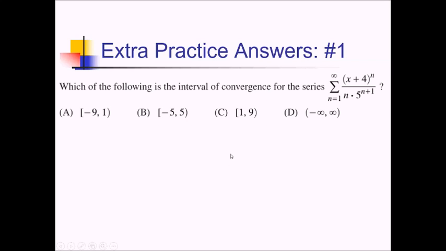For this problem, we want to know which of these is the interval of convergence for this series. Since this is not a geometric series, to find the interval of convergence, we need to use the ratio test. So I've got the limit as n approaches infinity of the absolute value of the n plus 1th version of this over the nth version of this.